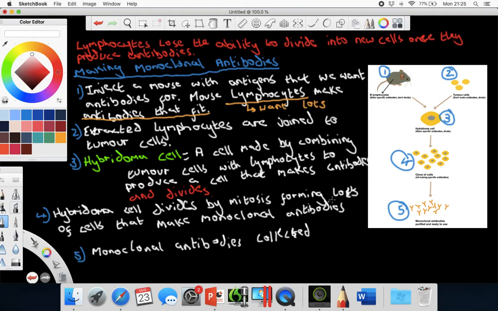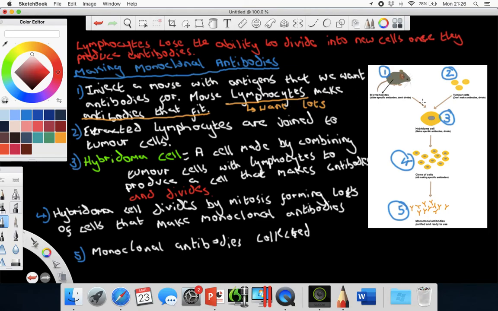treatment. So to just run through this, lymphocytes lose the ability to divide into new cells once they produce antibodies. So we want lots of lymphocytes all producing the same antibody so we can use them for diagnosis, research and treatment. To do this, we inject a mouse with the antigen we want to search for. So the antigen might be from a cancer cell, it might be HCG inside of a woman's urine to detect pregnancy, it could be lots of things. But we inject that into a mouse. As a result, the mouse's lymphocytes make antibodies that fit the antigen. We want lots of these.